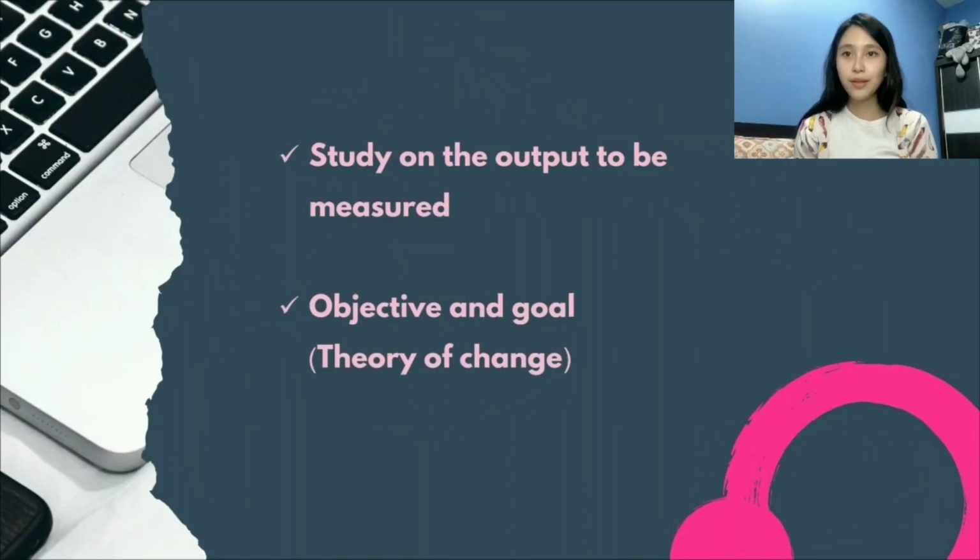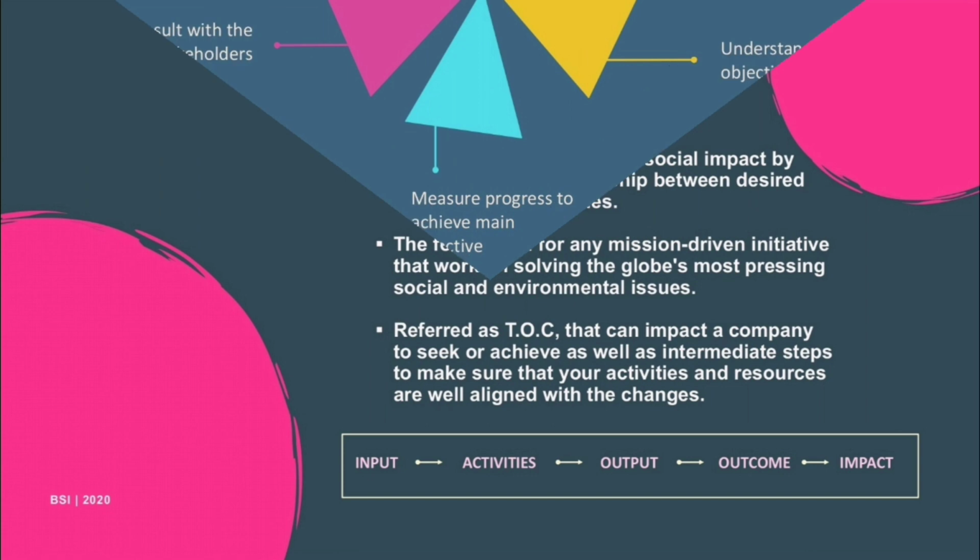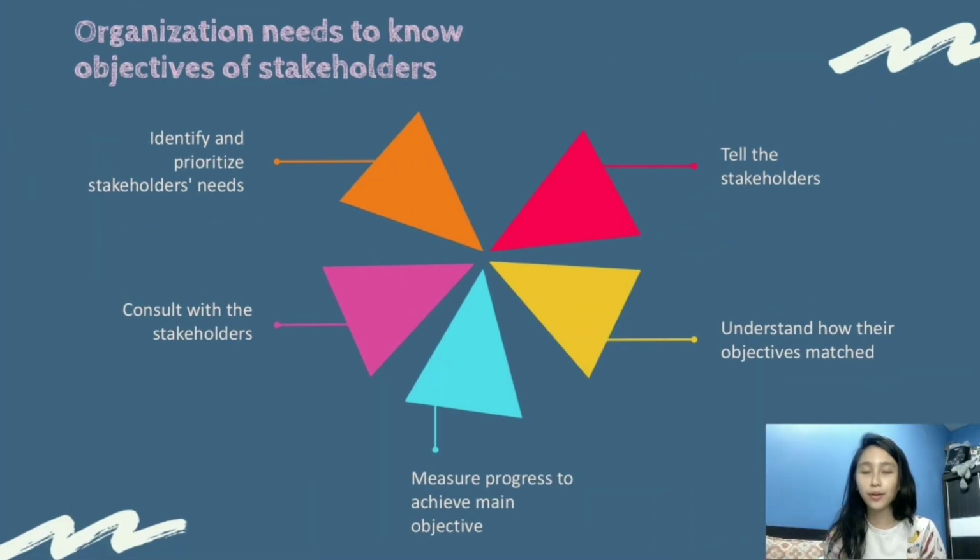Hi, my name is Nur Fadzila binti Yong, and I'm going to present on how to measure social impact. First of all, it's very important for organizations to study the output to be measured. Therefore, all organizations should have objectives and goals, which include the theory of change. Theory of change is a framework to measure social impact by making explicit the relationship between activities and the desired outcome.